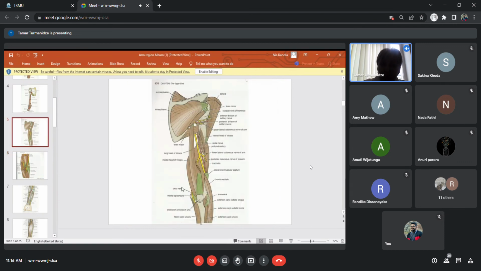In the posterior region of the elbow, we also have sulci, called the posterior medial cubital sulcus and the posterior lateral cubital sulcus. The posterior medial cubital sulcus is formed medially by the medial epicondyle and laterally by the olecranon process. The posterior lateral cubital sulcus is formed laterally by the lateral epicondyle and medially by the olecranon process.